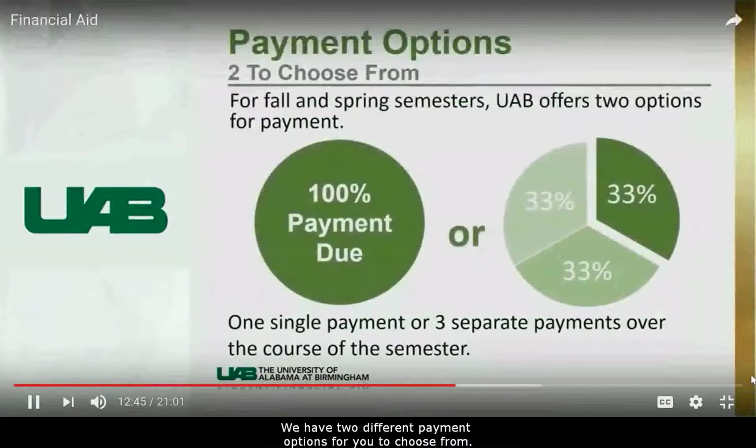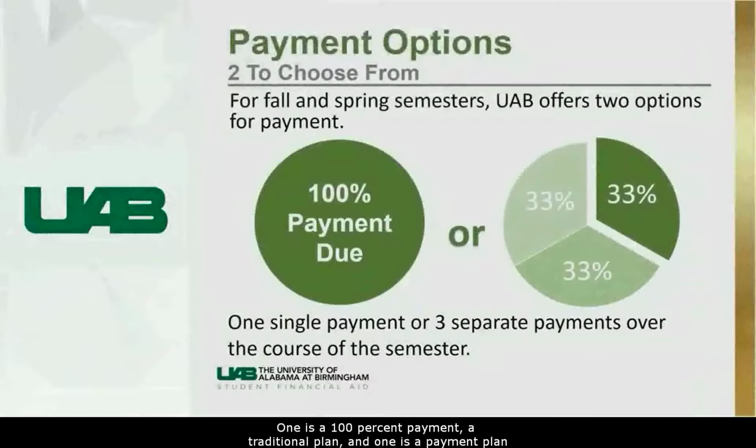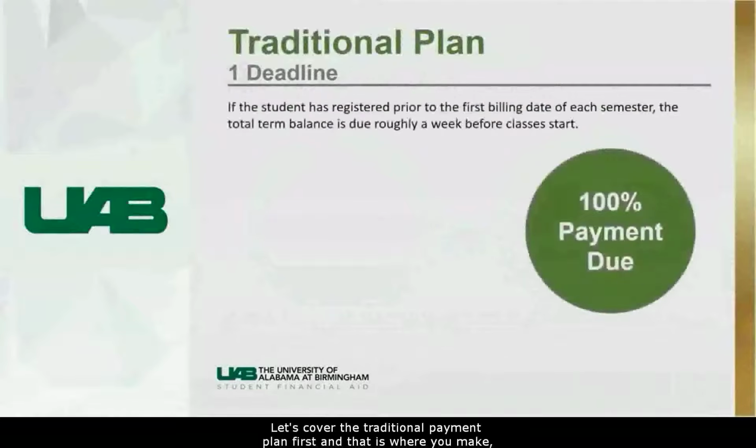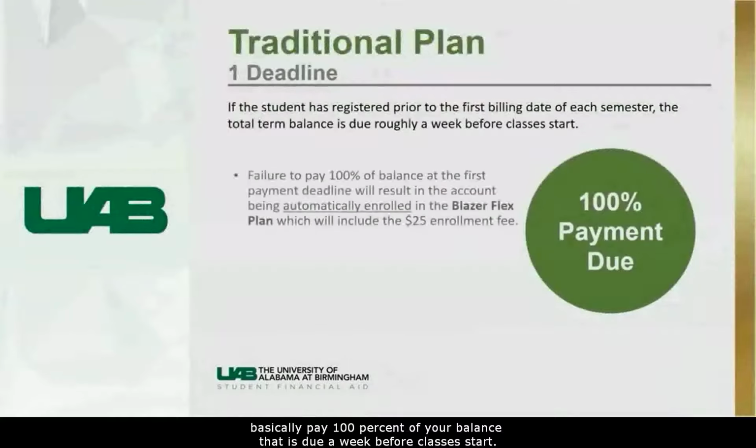We have two different payment options for you to choose from. One is a 100% payment, a traditional plan, and one is a payment plan that divides it up into three different separate payments over the course of the semester. Let's cover the traditional payment plan first, and that is where you may basically pay 100% of your balance that is due a week before classes start.